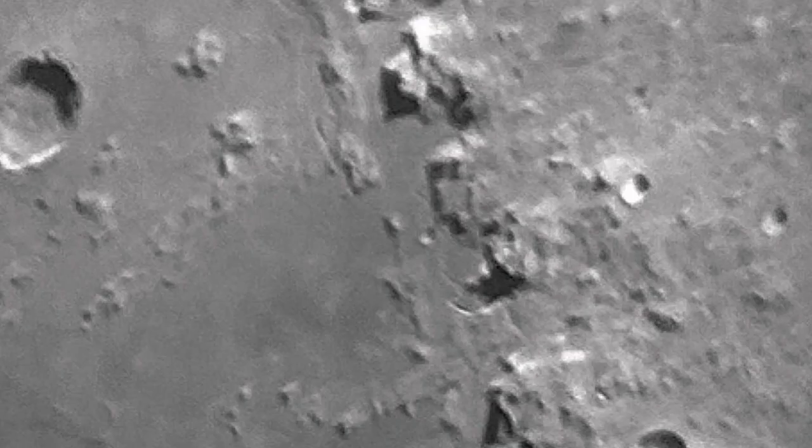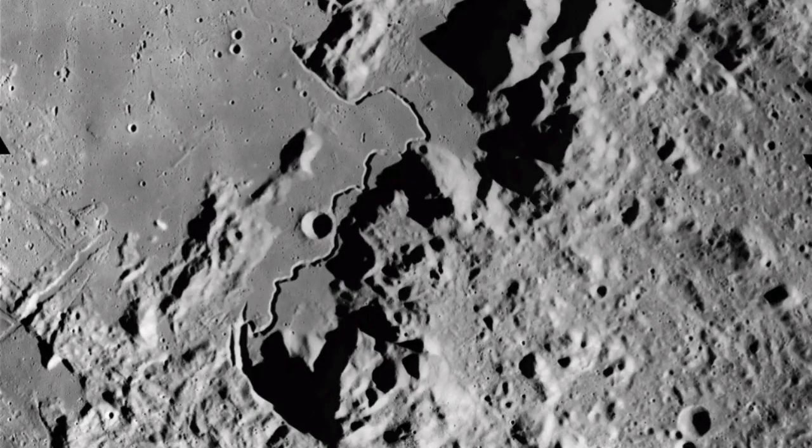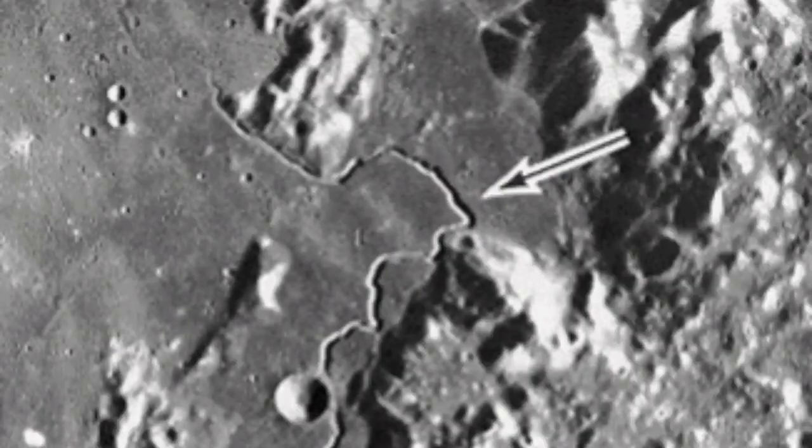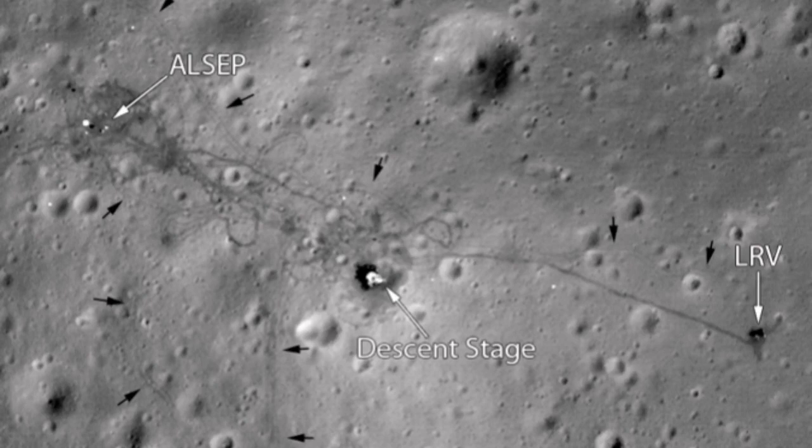Hadley Rille, or Rima Hadley, is a lava tube. Originates from somewhere in the Apennine Mountains of the Moon, and ends up near the Imbrium Basin. And Apollo 15 landed there. We can see the lunar orbiter as photographed it, actually.